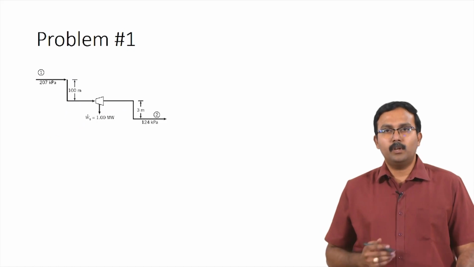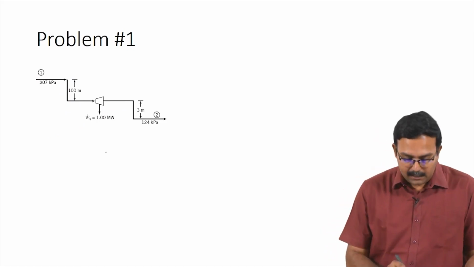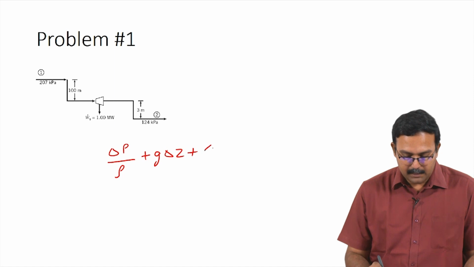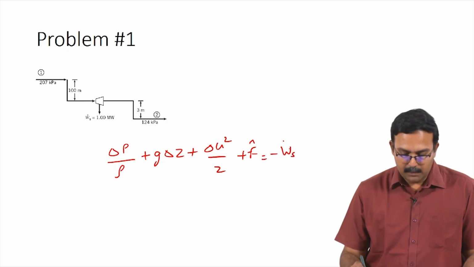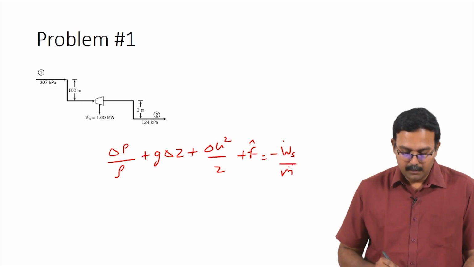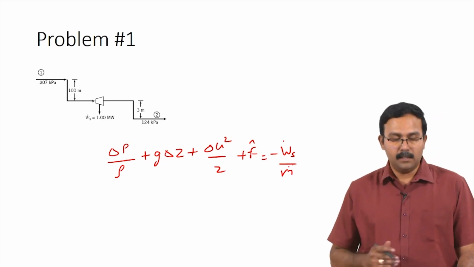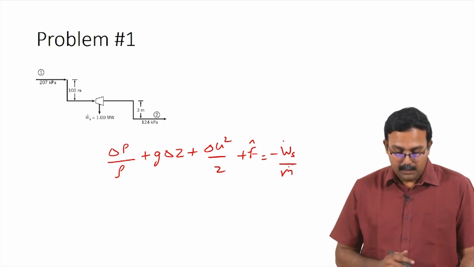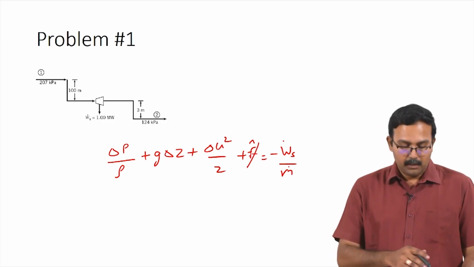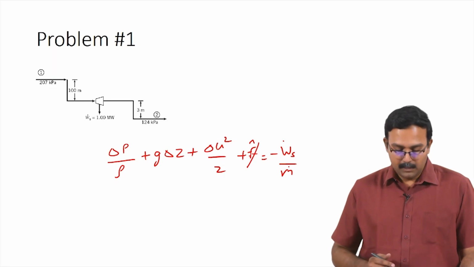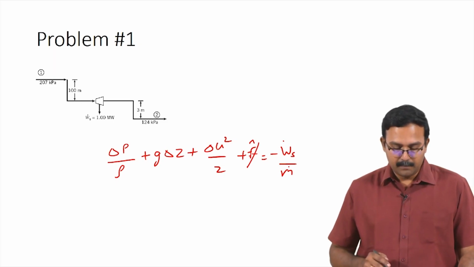The general equation for the mechanical energy balance can be written as delta P divided by rho plus g delta z plus delta u squared by 2 plus F cap equals minus Ws dot divided by m dot. So this would be the general mechanical energy balance equation. In this system we can ignore the friction term because no friction factor has been provided to us. However, we cannot ignore shaft work.